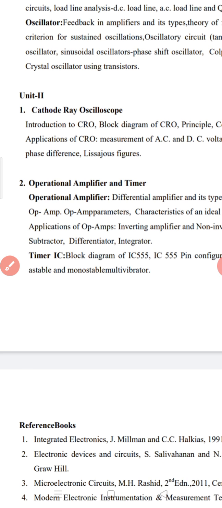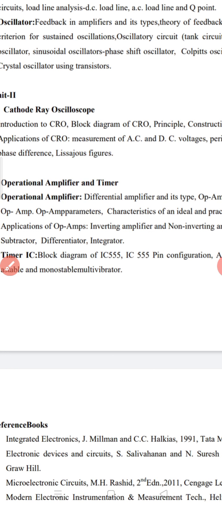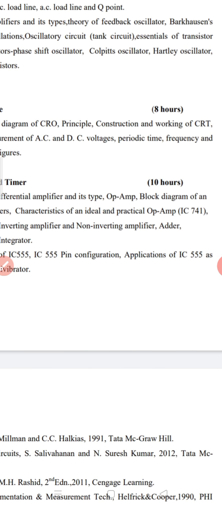Now there is the timer IC circuit. It is a special IC, also called IC 555. There are many timer circuits, but we are specifically going to deal with IC 555. It is a timer IC. We are going to see the block diagram, how it is made, and then its pin configuration. It is an 8 pin IC, so each pin has its own significance, and we are going to see what it is.